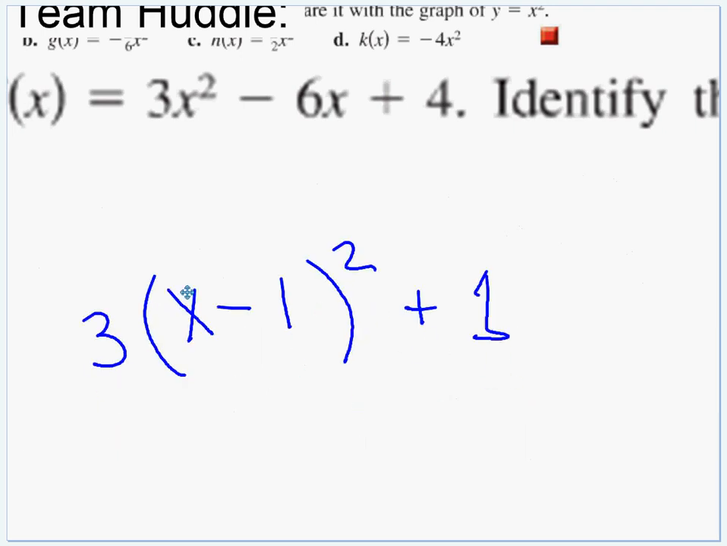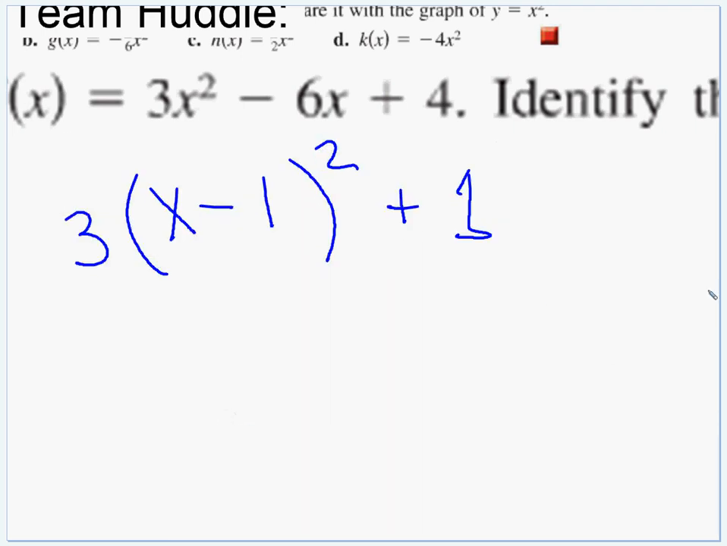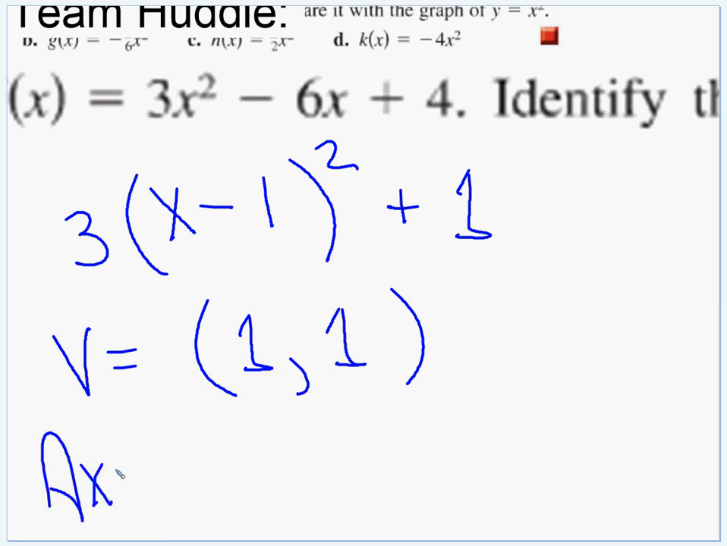It should be simple to pick out the vertex. V for vertex. I look at this as a negative 1, so that will change to a positive 1. And then this, we keep the sign the same, positive 1. So our vertex is at 1, 1. Our axis of symmetry is the line x equals this same value, x equals 1.